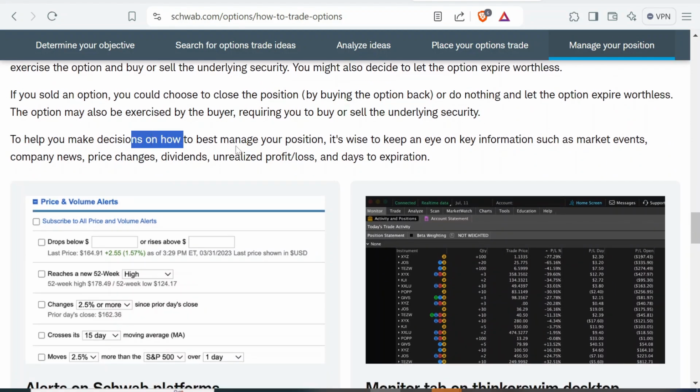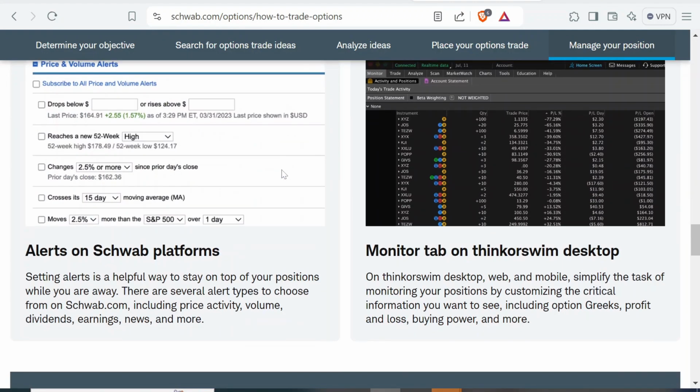To help you make decisions on how to best manage your position, it's wise to keep your eye on key information such as market events, company news, and price changes. Just keep your eye on the market. And yeah, that is basically it.